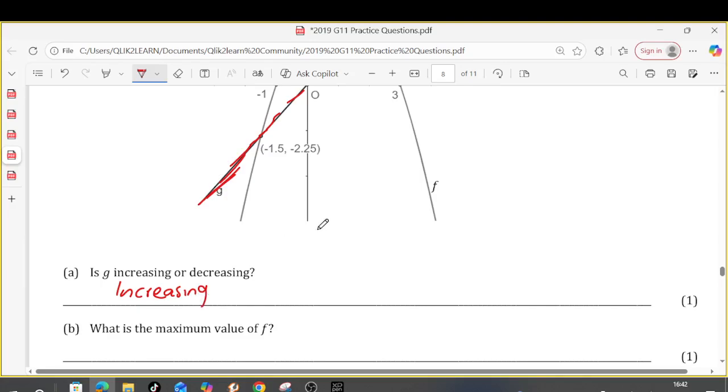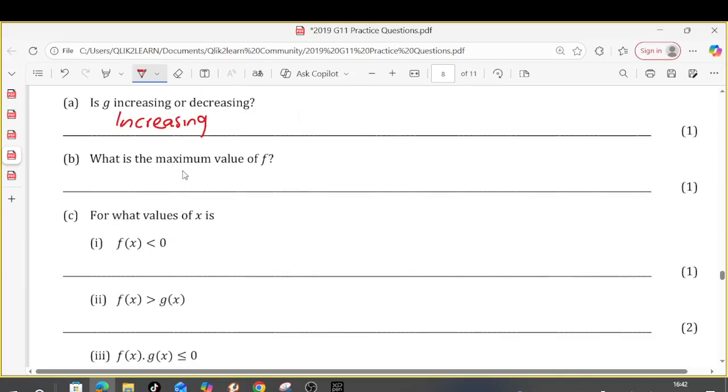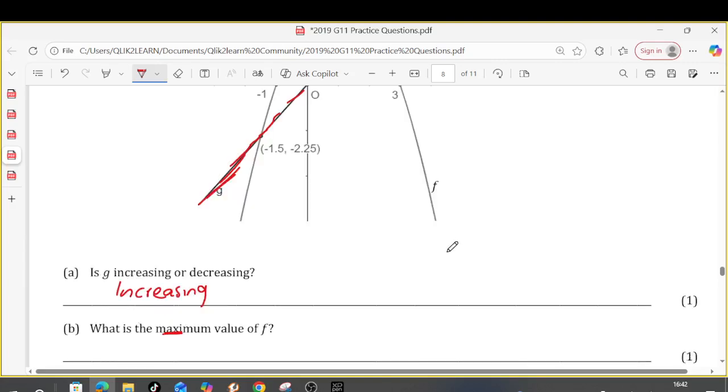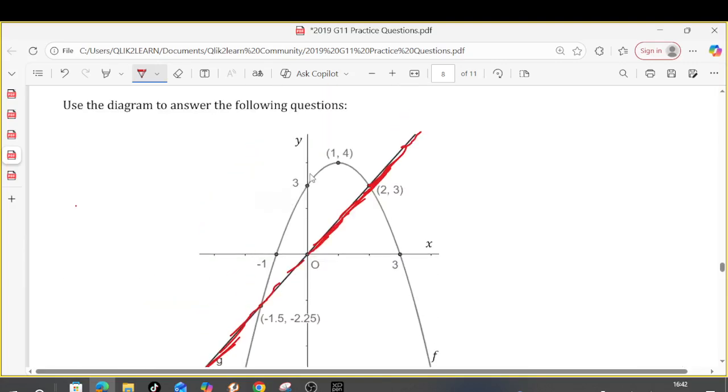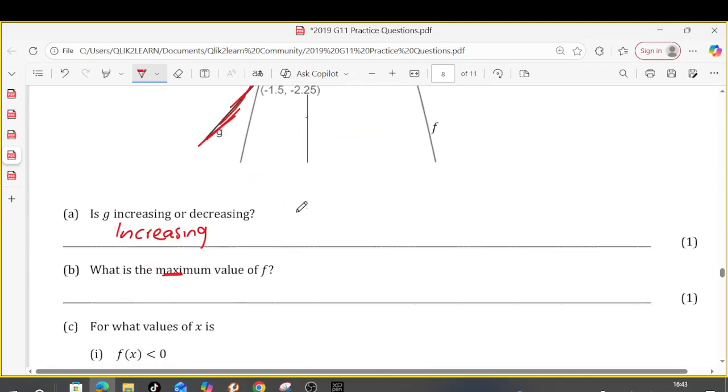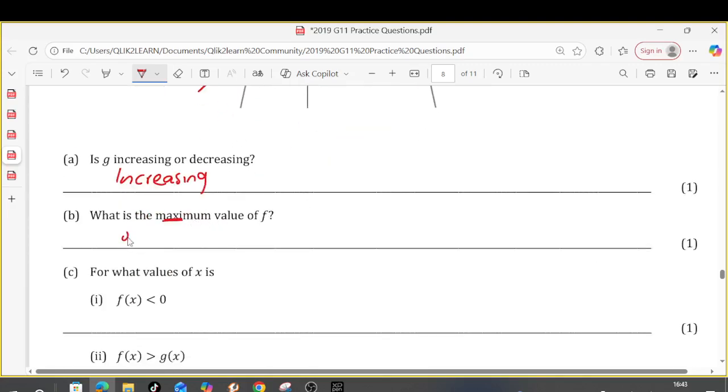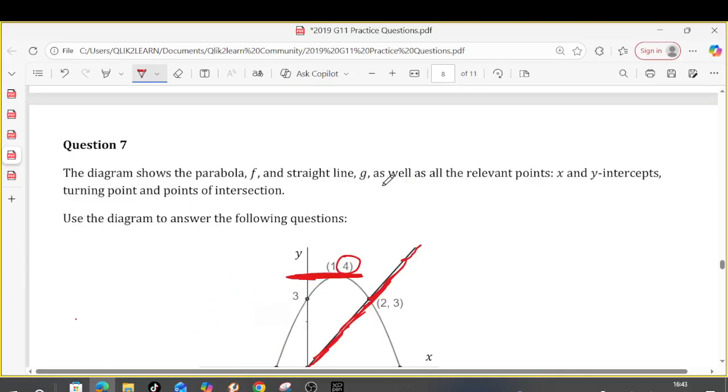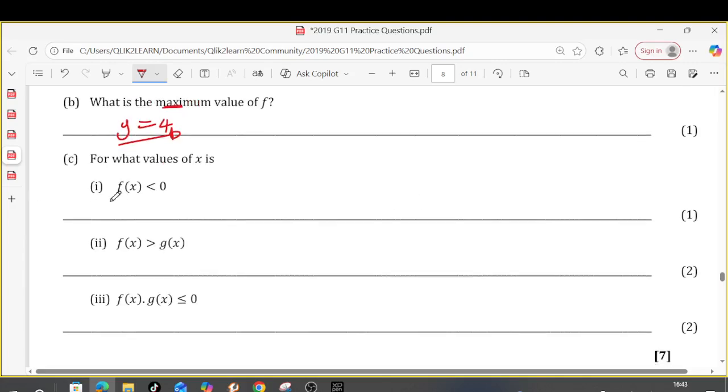Then the second question, for 1 mark: what is the maximum value of f? Maximum is the highest number of f. If you check, this is my graph of x and this is the last highest point. We need the y value. Checking the y value, the maximum is 4. So I'm going to answer and say y is equal to 4. Is that right? Yes, it's 4. Okay, next question.